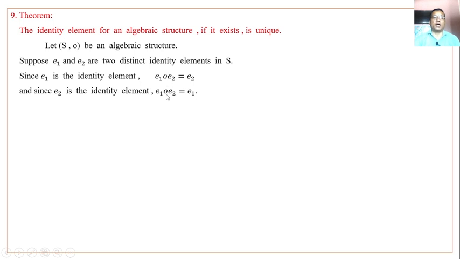Now two lefts are equal, therefore rights are equal. Therefore E1 equal to E2. Thus our assumption is wrong. That is, E1 does not equal E2 was our supposition.